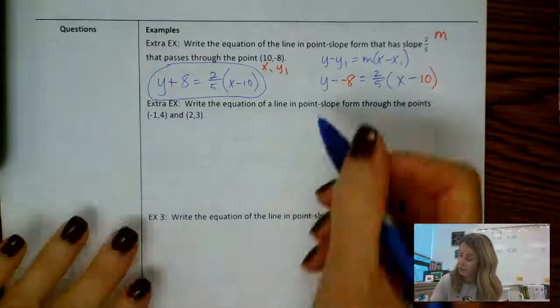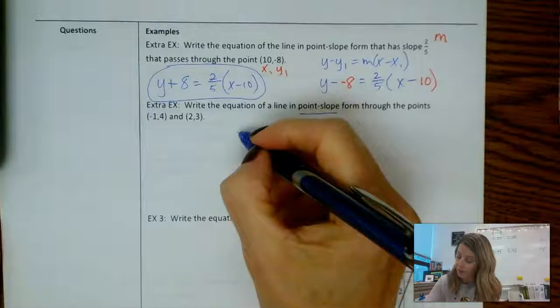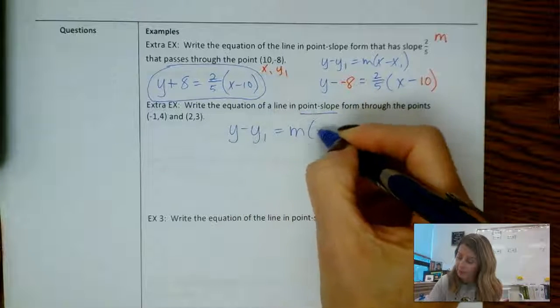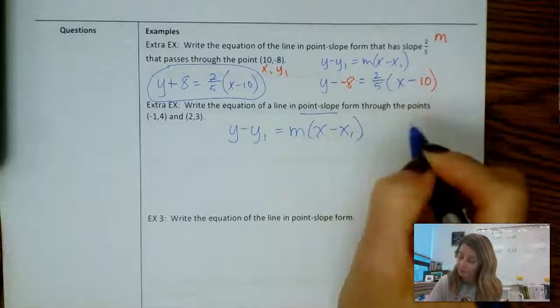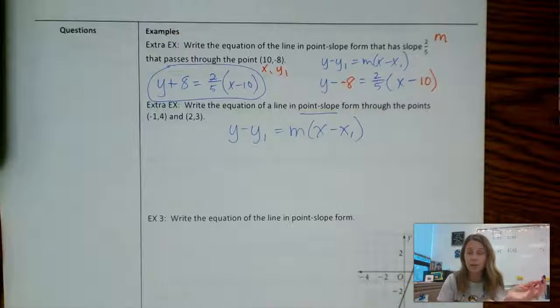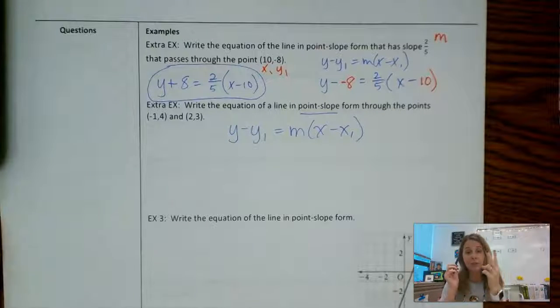Step 1, I need point slope form, so write down the formula: y minus y1 equals m times x minus x1. I need two things: a slope and a point. Well, I've got two points. It doesn't matter which one I plug in, because those two points make a line, and as long as the points are on the line, it's going to work in the equation. So we actually could have two answers here be correct.